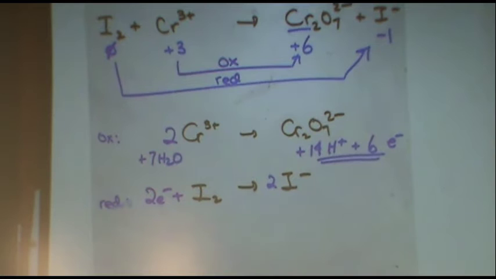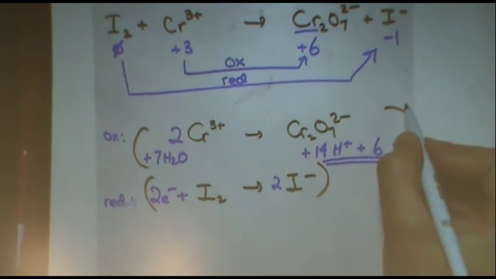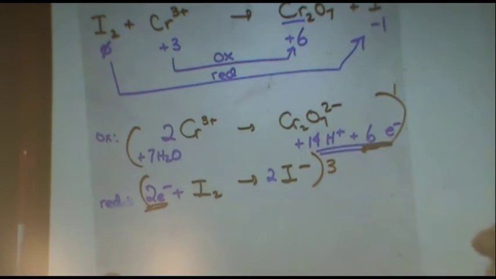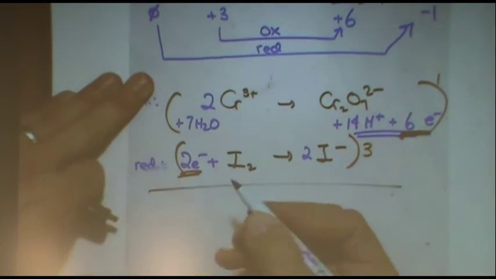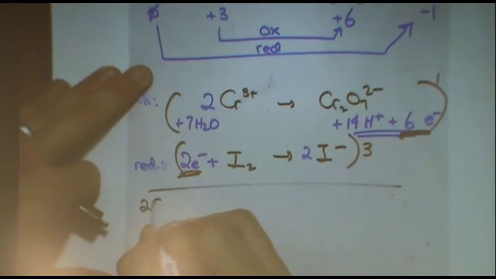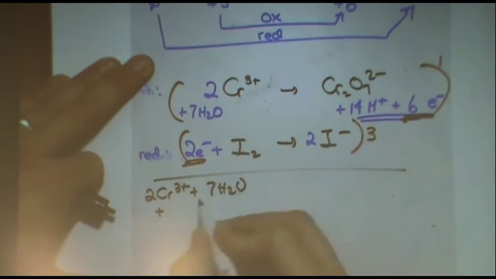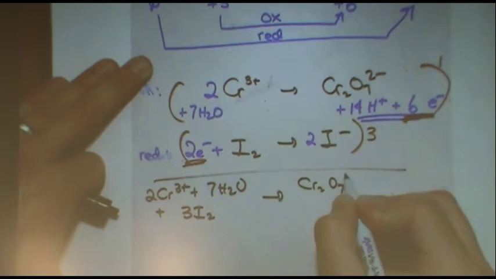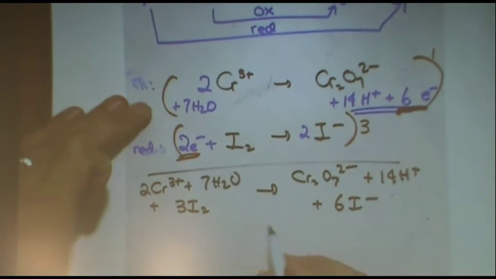Okay. And now, get a different color pen. I'm going to multiply the top by what? 1, and the bottom by 3. So there's 6 electrons to cancel out on each side. That's your intermediate. Now let's add them up. Okay, so on the left-hand side first, I've got 2 Cr3+, 7 waters, plus 3 I2. There's all the reactants, all the products now. The dichromate ion, plus 14 H+, plus 6 I minus. Okay, I think that's everything.